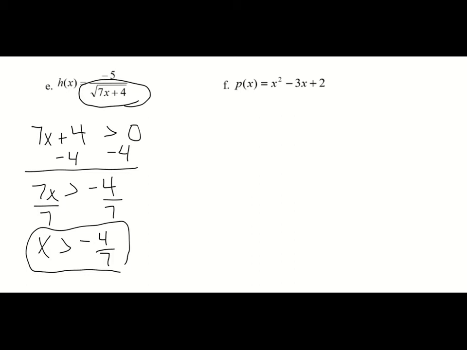Right, now for F. When we're looking at a domain and to define the domain, we're really looking for, are there any fractions with variables in the bottom? And in this case, there are no fractions with variables in the bottom. And are there any even numbered radicals? So square roots, fourth roots, sixth roots, and there are no radicals here. So for this problem, we already know it's a function, and there's no denominator or radical to worry about. So our domain here is going to be all real numbers.